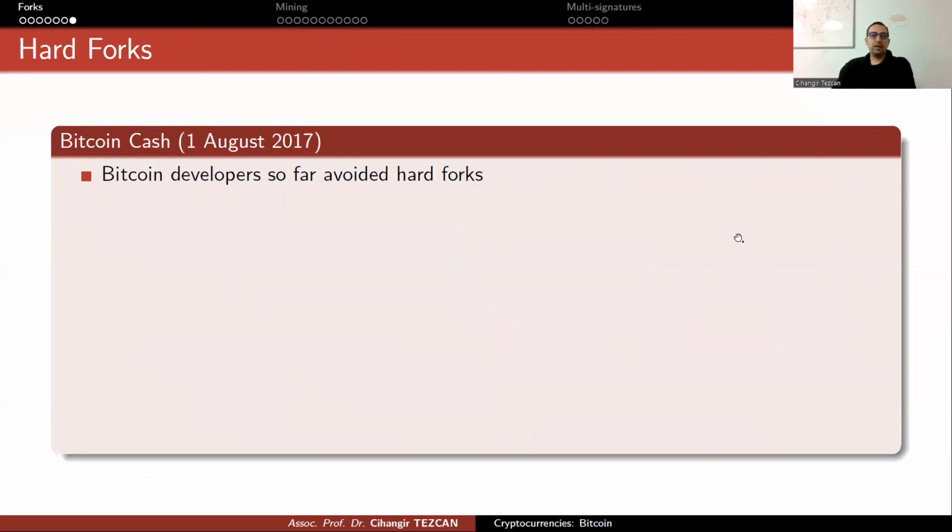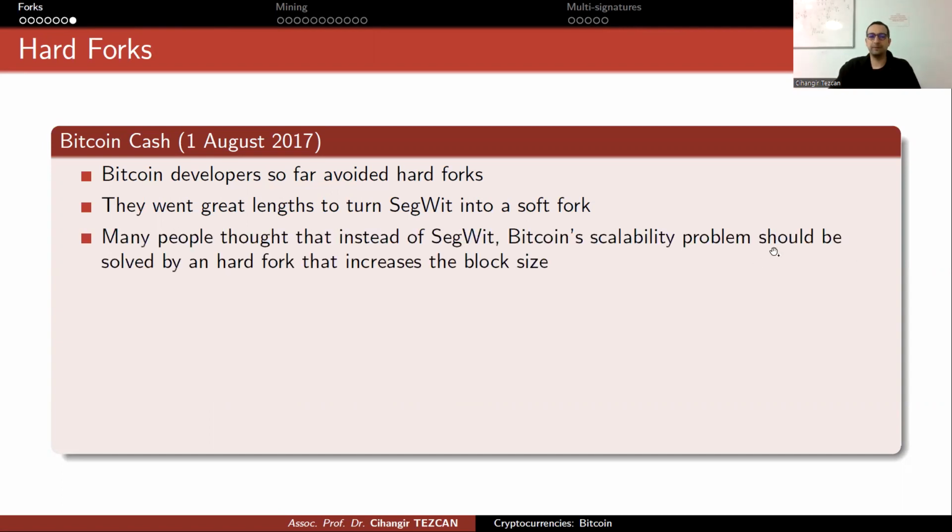So let's look at the hard forks. As I mentioned, Bitcoin developers avoided hard forks, but some other people created hard forks, and there are many hard forks for Bitcoin in the past, with intentional hard forks done by other people. So Bitcoin developers so far avoided hard forks. They went to great lengths to turn SegWit into a soft fork. As I mentioned, 1 megabyte block size turns into 4 megabytes, but with a soft fork. That is a very clever thing, by the way.